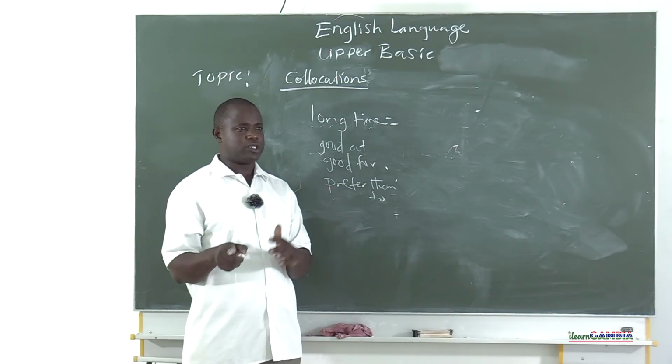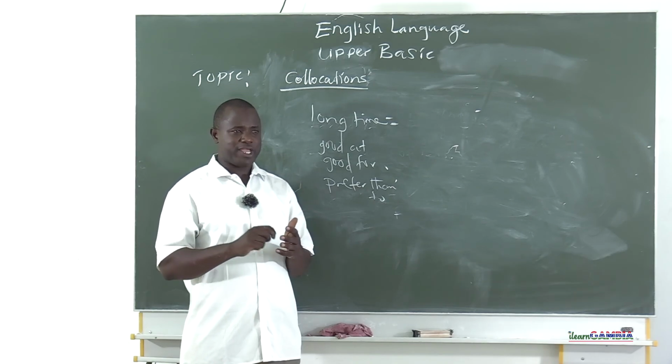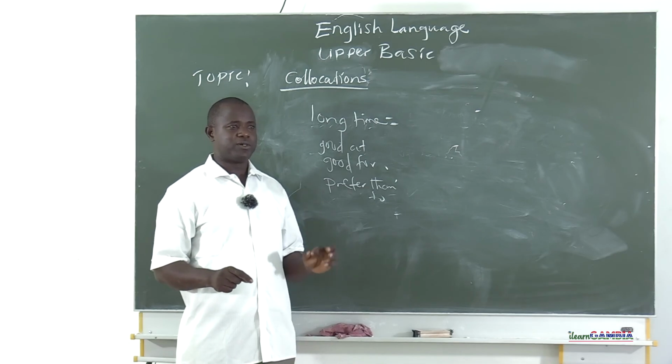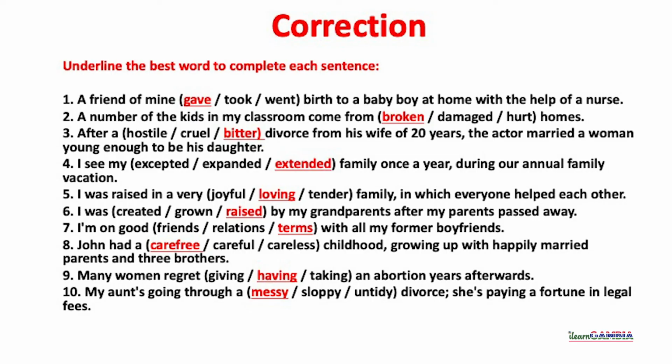So we're going to look at the correction. Compare this work to your work. Where you have correct, you mark it correct, and where you have wrong, you correct it. So, a friend of mine gave birth. Now look at this, B-I-R-T-H. You don't take bath. This one you gave birth, isn't it? Not the other one, B-A-T-H. It's not this one, where you take bath. Is that good? So we take gave birth.